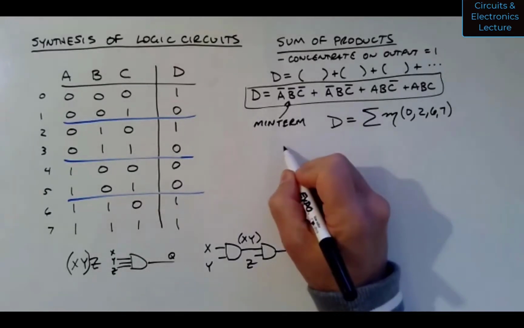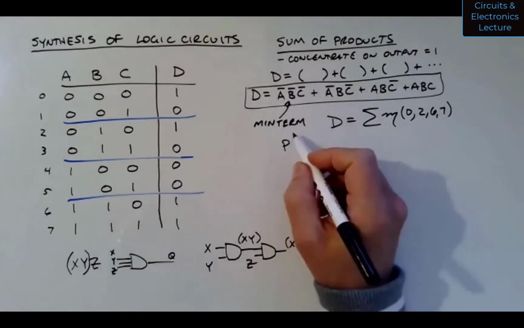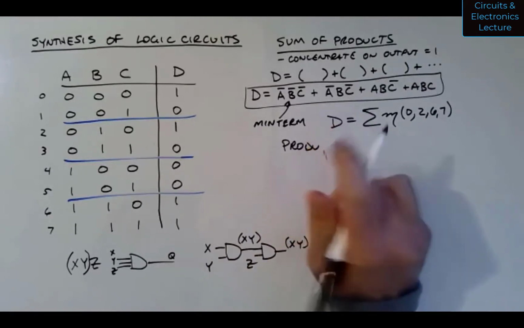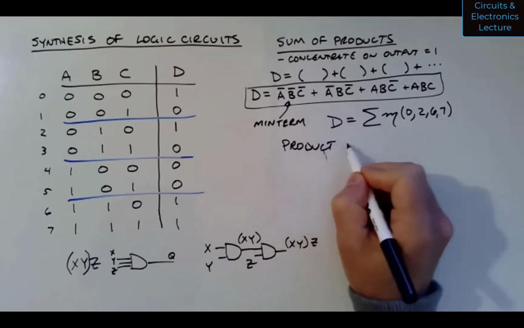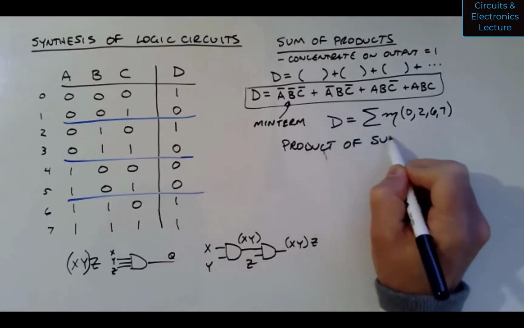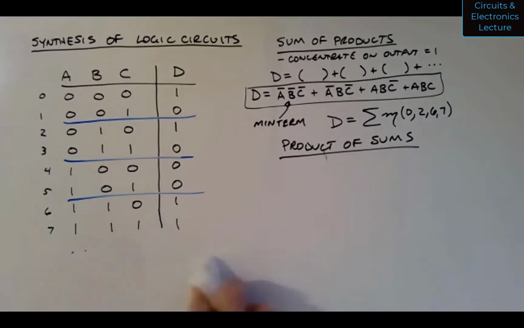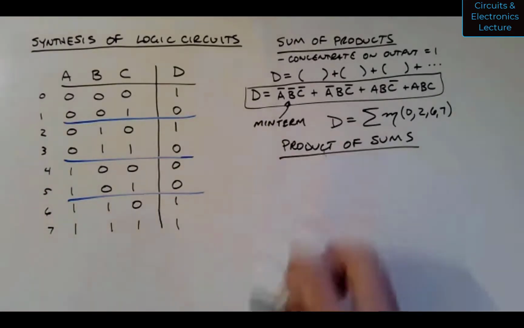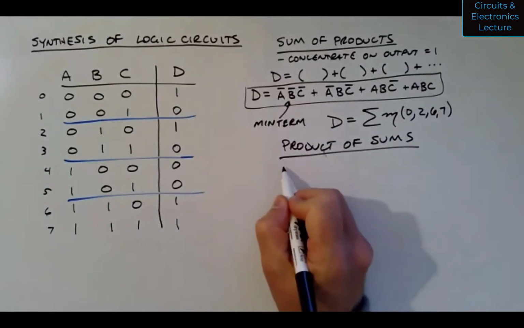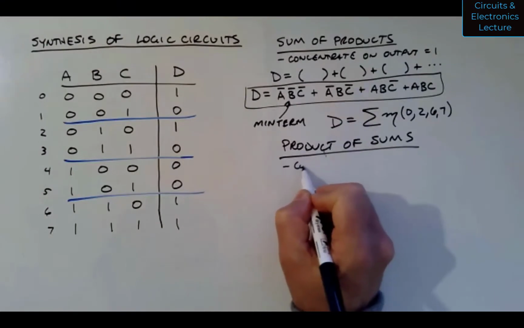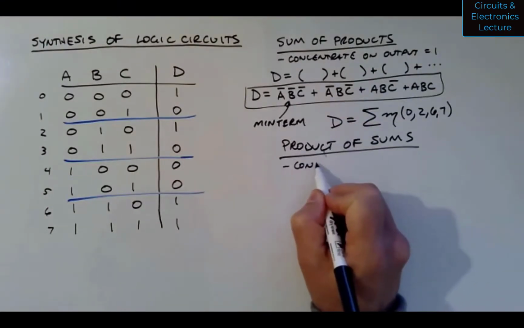Let me show you the other approach, very similar. Product of sums. The product of sums uses a product of sums to build an expression, and you're going to concentrate on the output equals 0. We're going to force zeros to happen.